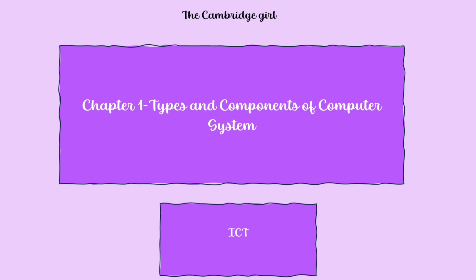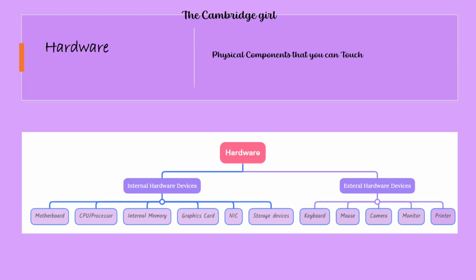chapter. The first chapter talks about the types of components of a computer system. In this chapter, you will learn about hardware and software, types of computers, emerging technologies, and whatnot. Hardware are the physical components of a device which you can touch. Hardware are of two types: internal and external.